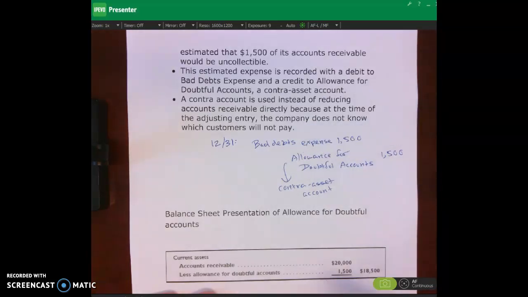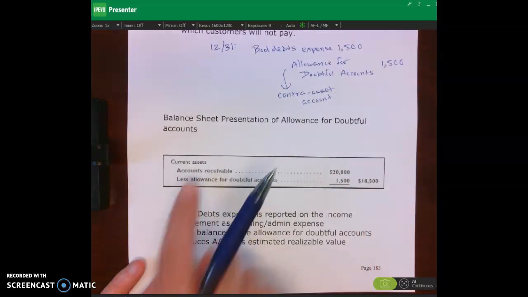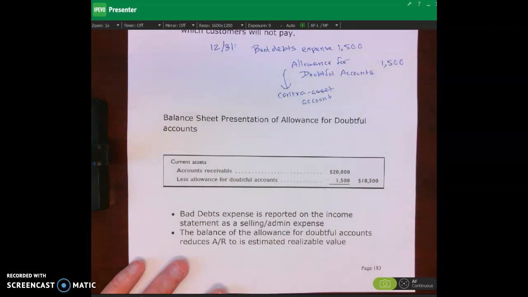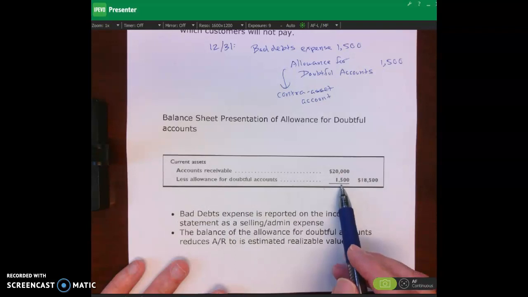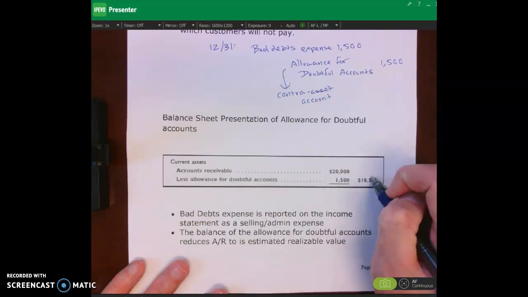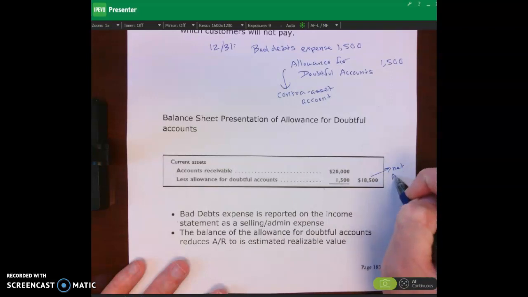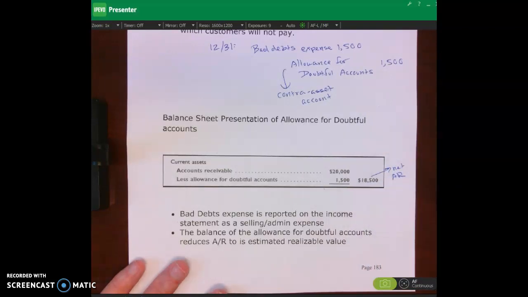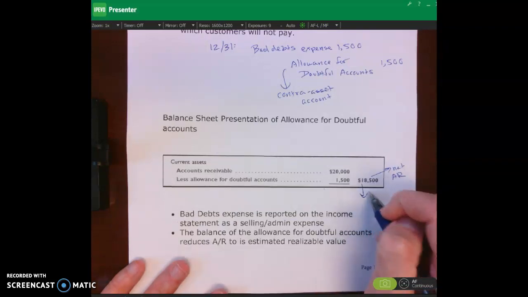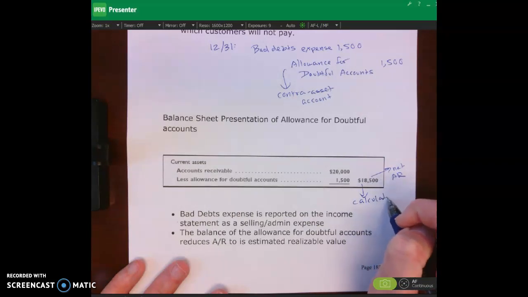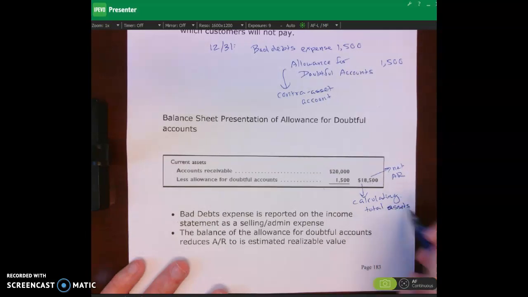Similar here. And we can see that down here in this figure, which shows us the balance sheet presentation of our allowance for doubtful accounts. We have our original accounts receivable less our allowance for doubtful accounts of $1,500 gives us net accounts receivable right there of $18,500. That is our net accounts receivable. This is the number, $18,500, that comes into calculating total assets. So when we add up all of our assets to get to total assets, we take the $18,500. That's the number that comes into calculating total assets.